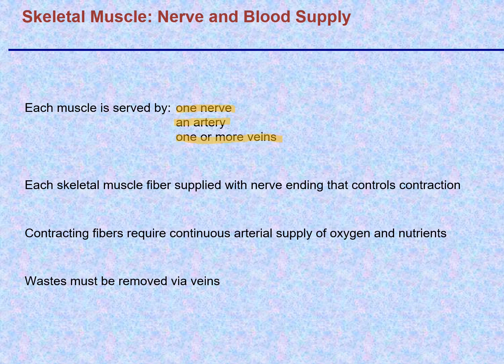The individual skeletal muscle fibers in the fascicles are innervated with nerve endings that trigger contractions. And the contracting muscle fibers use a lot of energy, so they're always dependent on a continual supply of oxygen and nutrients from the arterial blood. Metabolic wastes like CO2 or waste metabolic products of breakdown of carbohydrates are all removed by the blood in the veins.